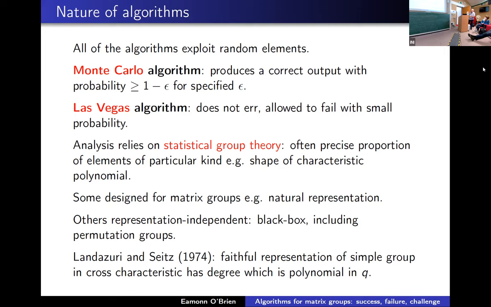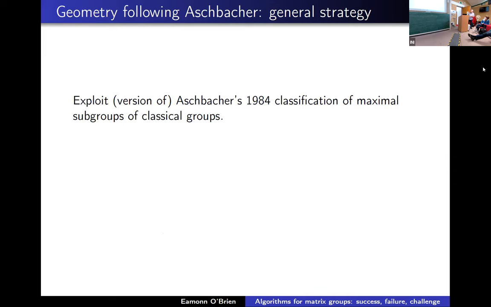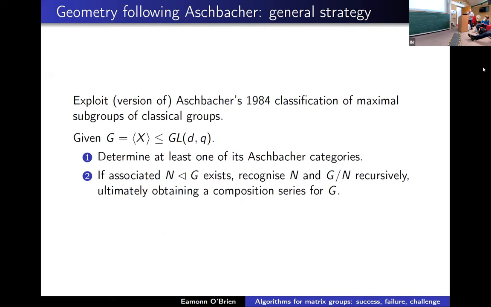Okay, so what's actually happened over the last number of years has been the exploitation of Aschbacher's classification of maximal subgroups of classical groups, and a rather sloppy generalization of that to talk about all subgroups of linear groups. And effectively what it says is the following: one of the possible approaches is that if we're given a group G, which is contained inside of GL(d,q) with some generating set, then one strategy is to determine at least one of the Aschbacher categories which arise from this classification of maximal subgroups. There's C1 to C8, and then there's C9, which is the almost simple catch-all bin at the end, which contains an awful lot of interesting groups, but it's regarded as the refuse bin in some sense for things which we haven't been able to put into one of the other bins.